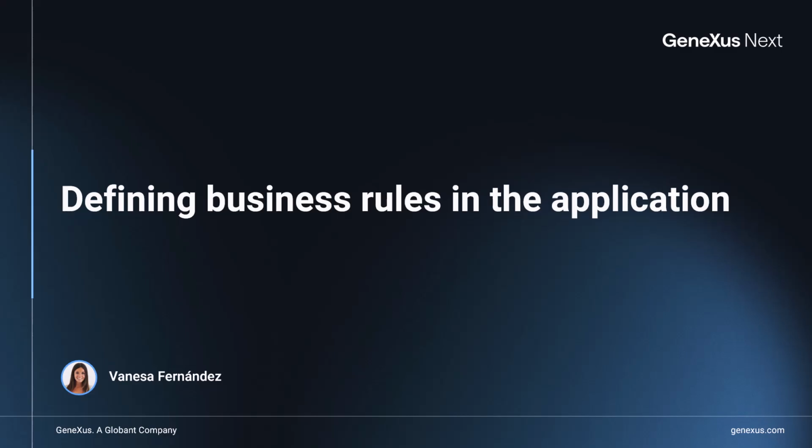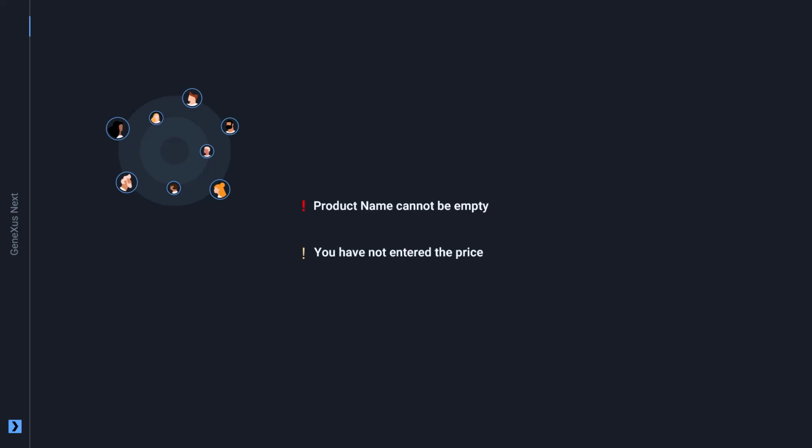In addition to all the automatic controls that GNexus Next includes in the applications it generates, sometimes those who request the application ask for some specific controls to be performed. They could, for example, request that the system doesn't allow entering products without a name, or simply to warn the user if they didn't enter a price. Rules are used to define controls of this type in a transaction, including the assignment of default values and the definition of controls on the data.